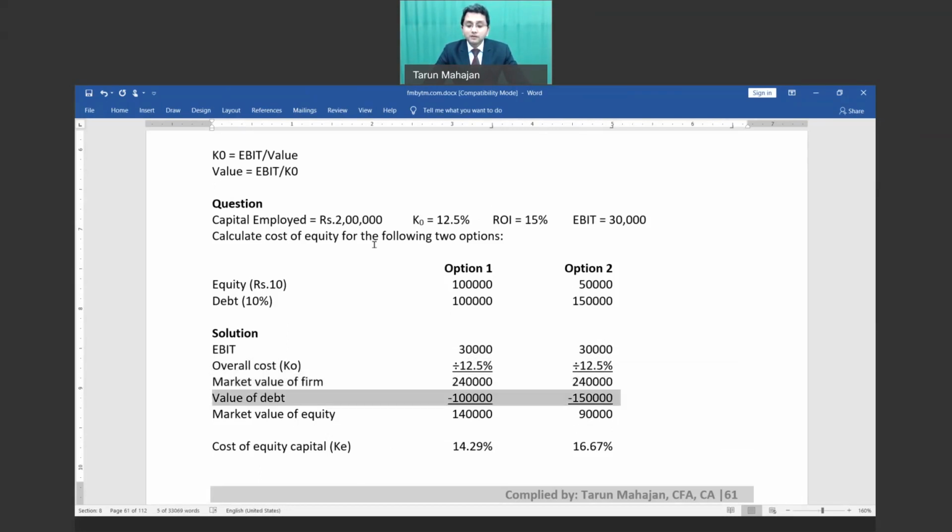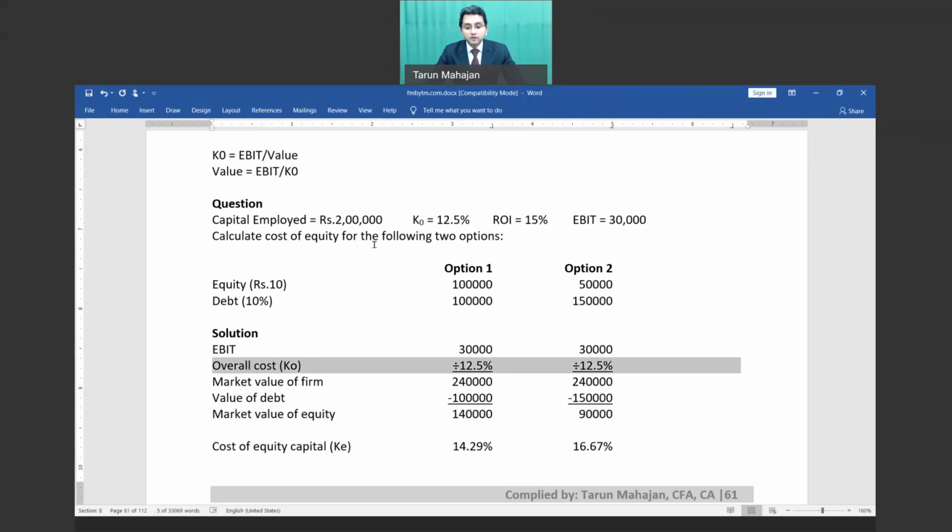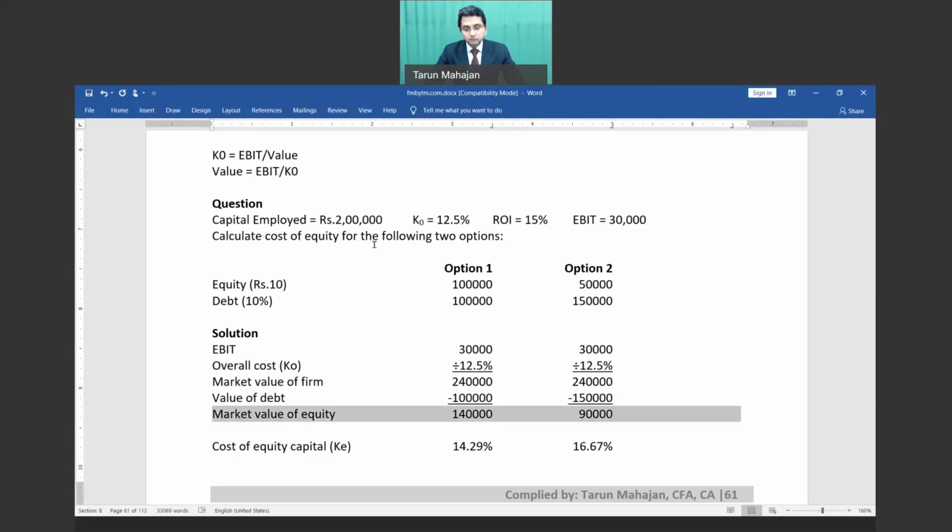Now I deduct value of debt to arrive at value of equity. Just opposite to the NI approach. There you start with value of equity and then you add value of debt to arrive at value of firm, and then you use value of firm to calculate overall cost of capital. Here you are using overall cost of capital to arrive at market value of firm. Then you deduct value of debt to arrive at market value of equity. Once you arrive at market value of equity, you can easily calculate cost of equity.